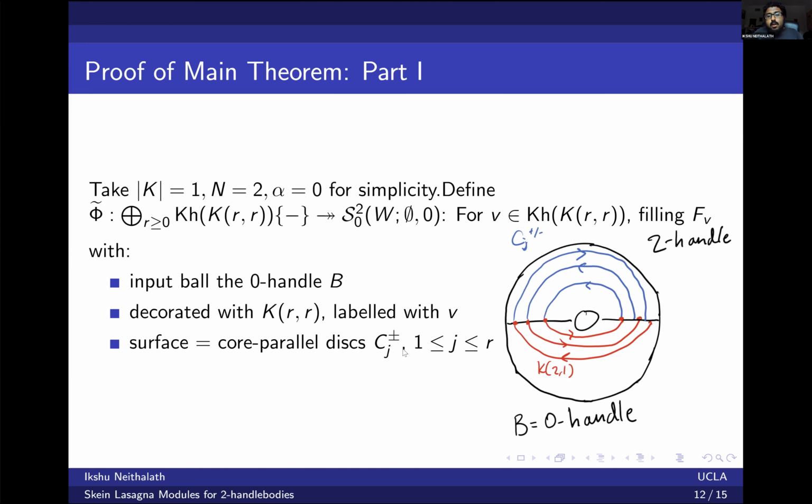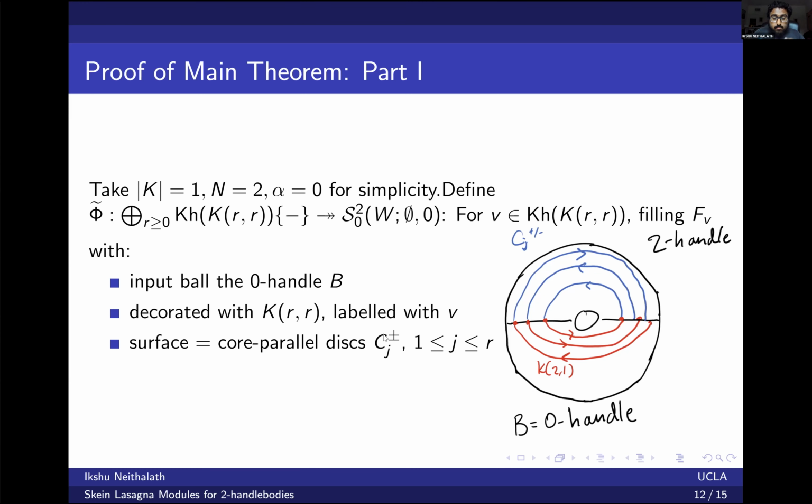J goes from 1 to R. And there'll be some of them, half of them labeled plus, half of them labeled minus. So R will be plus, R will be minus. That just refers to the orientation on the disk. I'm going to orient half of them one way, half the other way, so that their boundary as an oriented manifold gives me K of RR, which remember K of RR has half of its components, there are 2R components in the link, but half of them go one way, half go the other way.